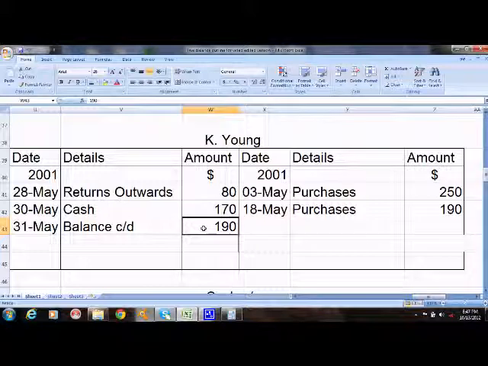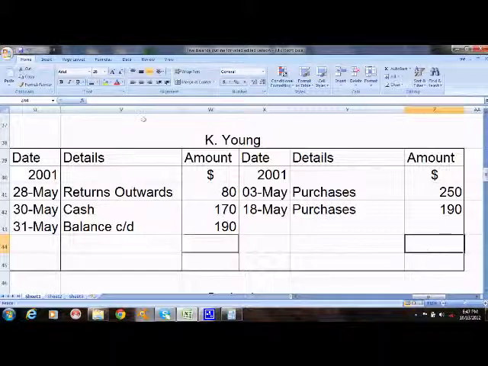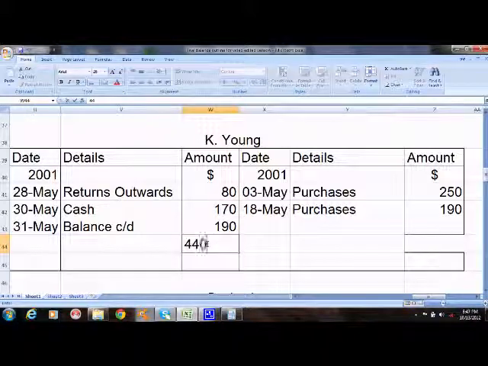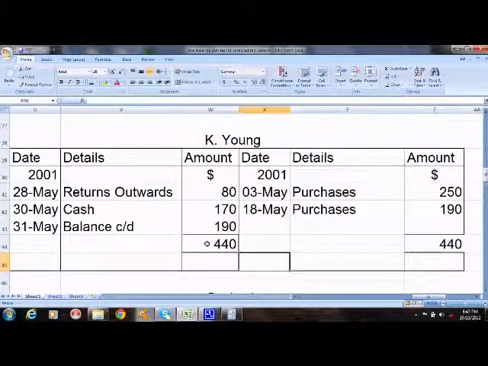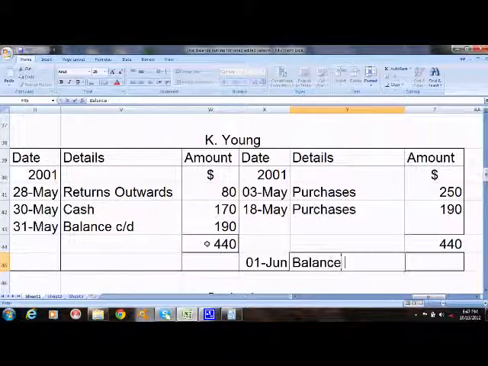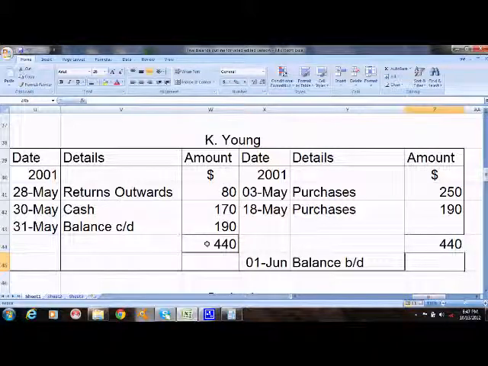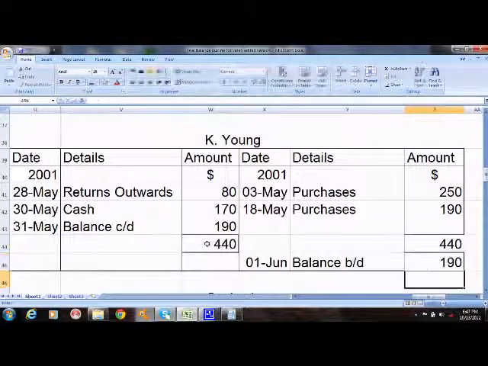So K Young is our credit balance. Because what? The credit side originally exceeded the debit side. That's why we call it our balance. So 440. We're going to have June 1 right over here. Balance BD. The amount is 190.